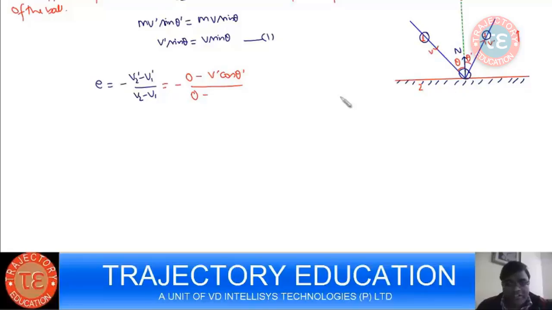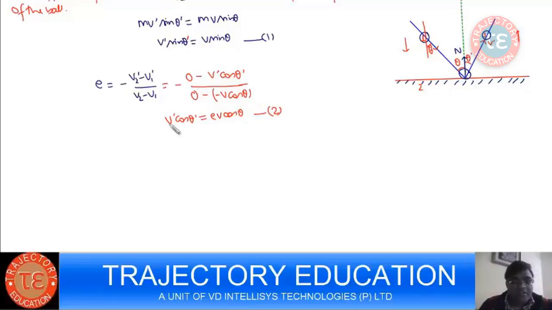Before collision, surface was at rest. And what is V1? Velocity of the first body before collision along the line of force, this is theta, so it is V cos theta, and minus V cos theta in fact, because this direction is negative. If this direction is positive, this direction is negative, so it is minus V cos theta. So this gives me a second equation, that is V dash cos theta dash is EV cos theta, the second equation, right?